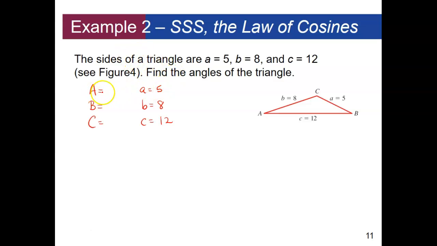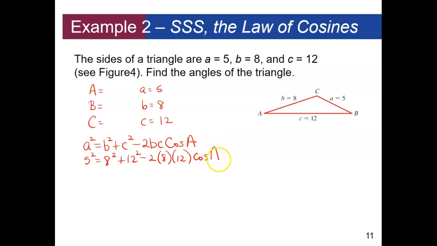Okay, so here let's just start by finding angle A. If I need to find angle A, then I'm going to need to choose the law of cosines formula that has the capital A in it. That's going to be this one: A squared equals B squared plus C squared minus 2BC cosine A. So I'm going to plug in my A, B, and C. I'll have 5 squared equals 8 squared plus 12 squared minus 2 times 8 times 12 times the cosine of angle A.